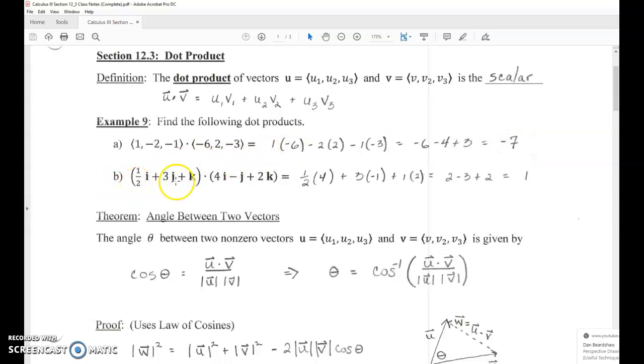Next, take 1/2 i plus 3j plus k, and take the dot product of that with 4i minus j plus 2k. Again, you multiply corresponding components. So 1/2 times 4, add 3 times -1, and then add to that 1 times 2. That comes out to be 1. So the dot product of this is 1. I've attached no meaning to that yet. We will do so shortly.